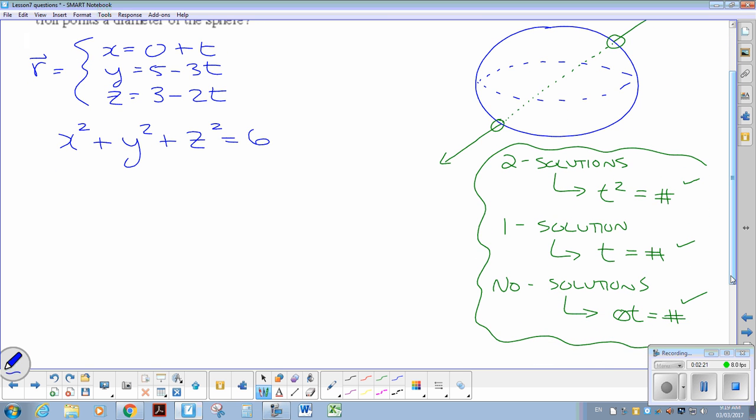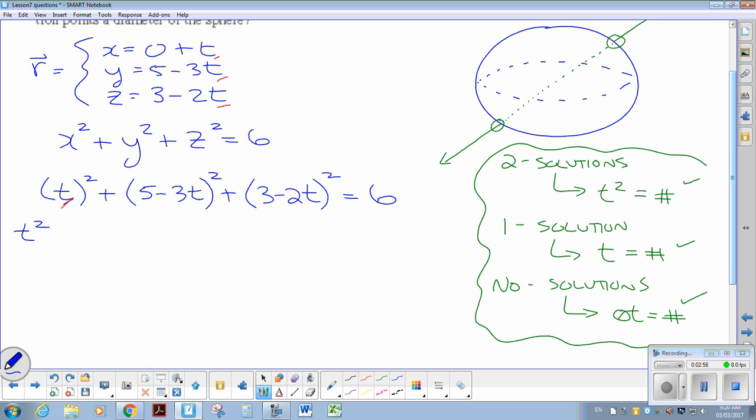We want to find the intersection point, so we're just going to do a substitution. What is x equal to? X is equal to t. What's y equal to? Y is 5 minus 3t. And z is 3 minus 2t. So I just substituted the equation of a line into the equation of a sphere. So now we're going to find the scalar multiple of the direction vector. We're looking for the t value because that'll tell us what locations along the line the intersection occurs.